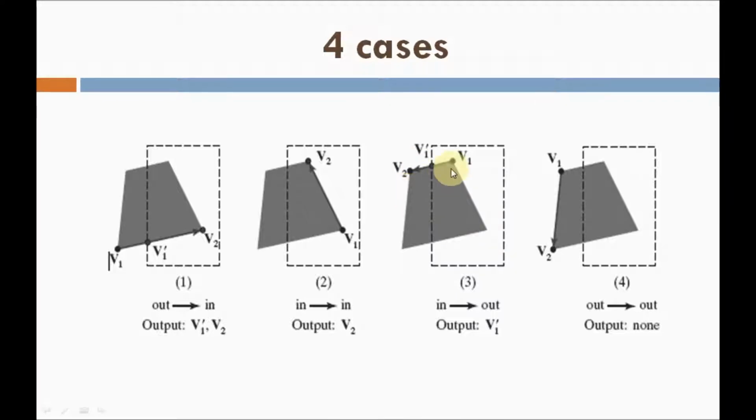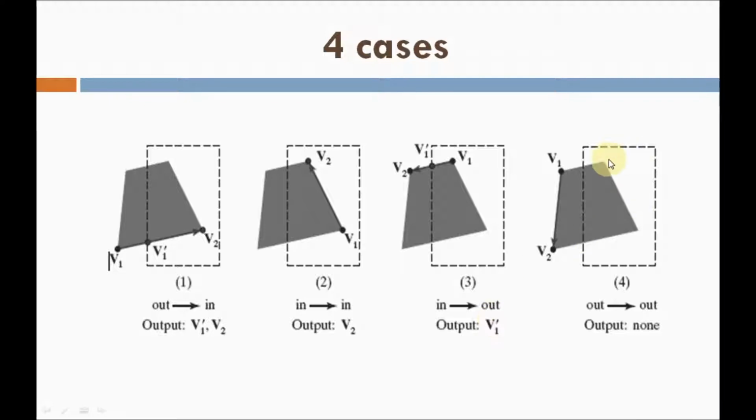When the edge is moving from inside to outside, you have to consider only the intersection point. Between V2 and V1, the intersection point is V1 dash. When that movement is inside to outside, you have to consider only the intersection point. So my output is V1 dash. That is the intersection point.